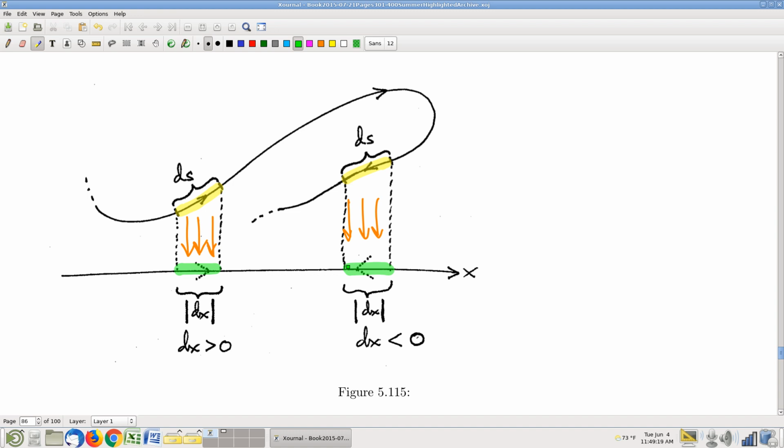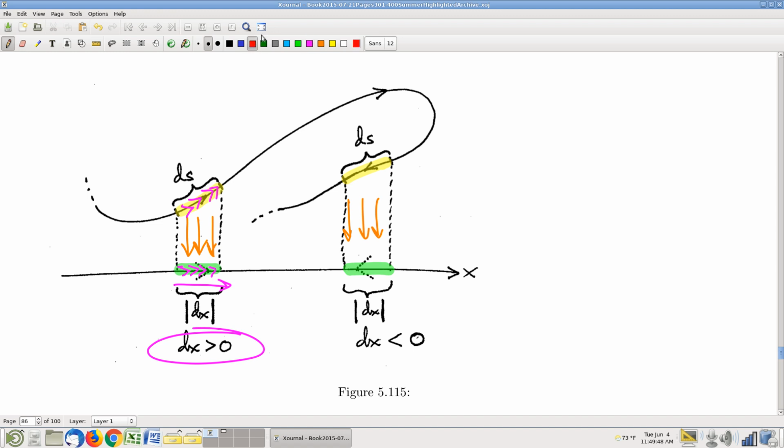Related, by the way, which way do these pieces of curve project? The curve has an orientation on it. It's going that way. It projects, therefore, that way. If this piece of curve is projecting in the positive direction on the x-axis, consistent with the fact that dx is positive.